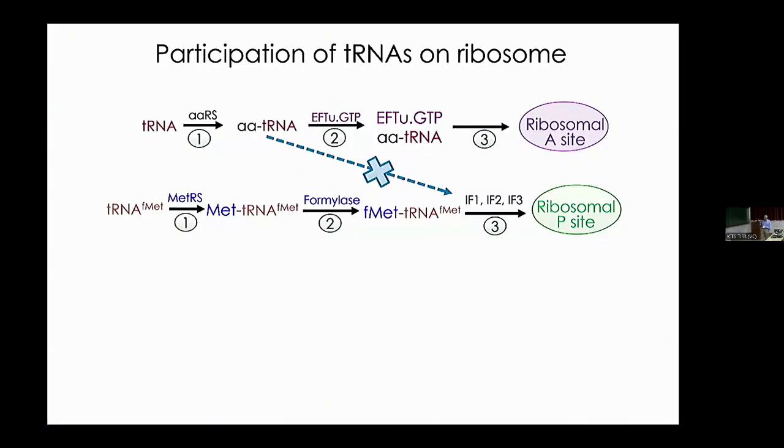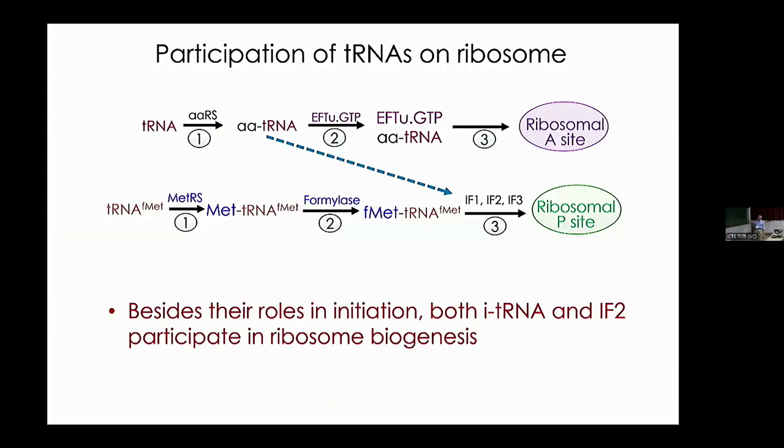Likewise, there is a thought that the elongator tRNA does not participate at this step of initiation. And this also, I would like to convince you that happens when you have low amount of formylmethionine tRNA. Under those conditions, the amino acyl tRNA can actually participate at this type of initiation as well.